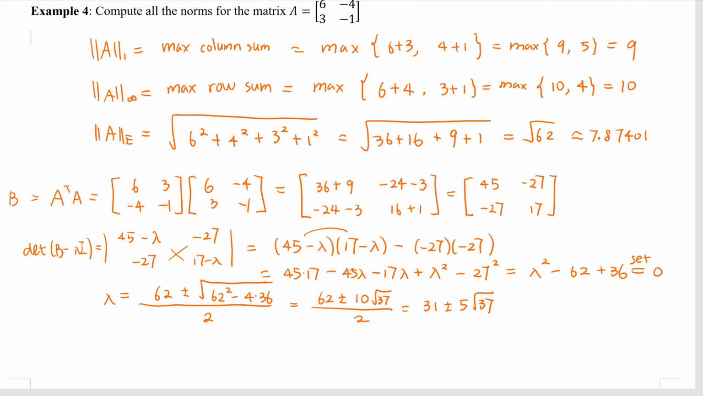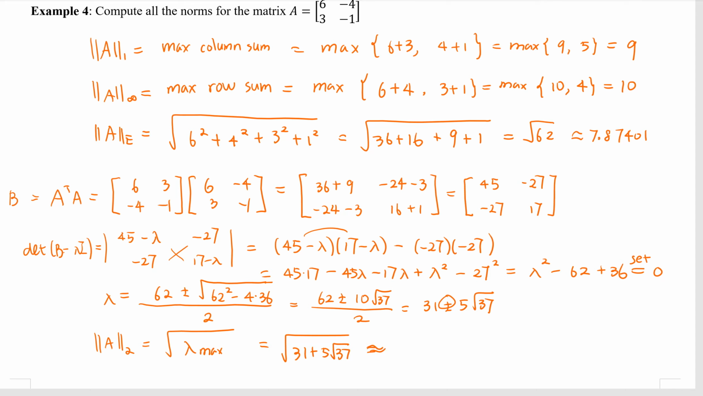Okay, see? We have a 2 by 2 matrix. Then we will have 2 eigenvalues. We pick the larger one, right? The larger one is the positive one. So the L2 norm of A is the square root of lambda max. Lambda max is 31 plus 5 square root of 37, right?